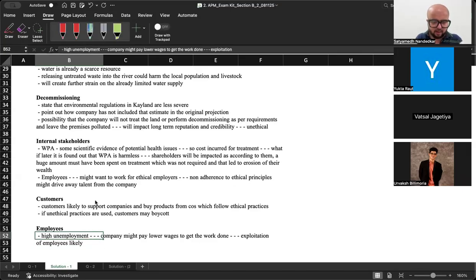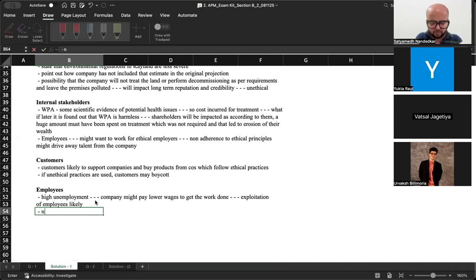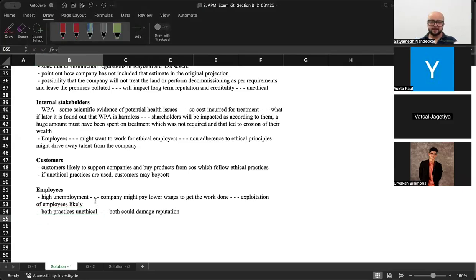Okay, and both practices are unethical, both could damage reputation. Okay, then is there a stakeholder that we are missing out on? Tell me. The government of Keyland, like what if they don't give them permission to just start working there? Is it possible, or quite a vague assumption? It is a bit far-fetched. Okay.